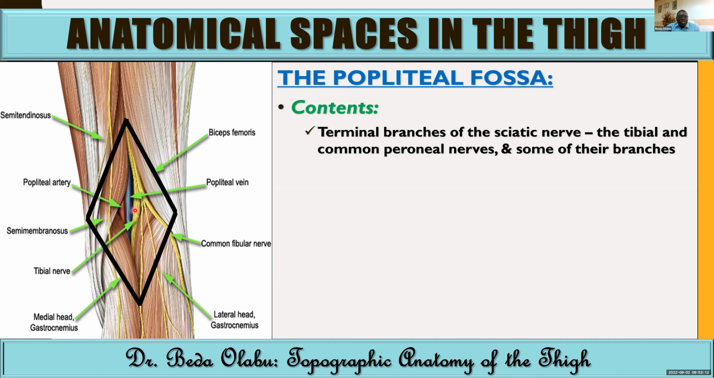The cutaneous branch of tibial nerve given within the fossa is the sural nerve. So sural nerve comes from the tibial nerve, and sural communicating nerve comes from the common peroneal nerve. Sometimes that terminology or naming system is variable in different books. Some books will talk about medial sural nerve coming from the tibial nerve, and the lateral sural nerve coming from common peroneal nerve, and the two join to form sural nerve.